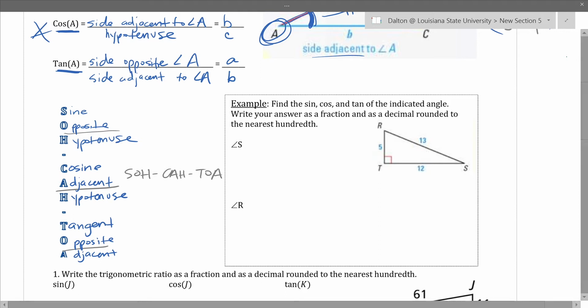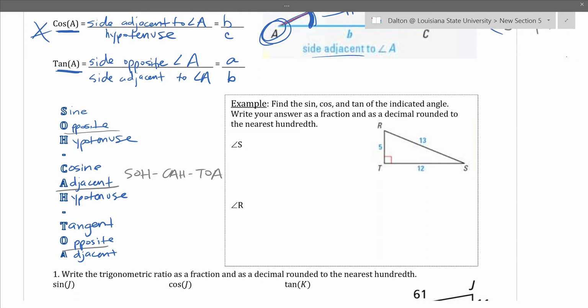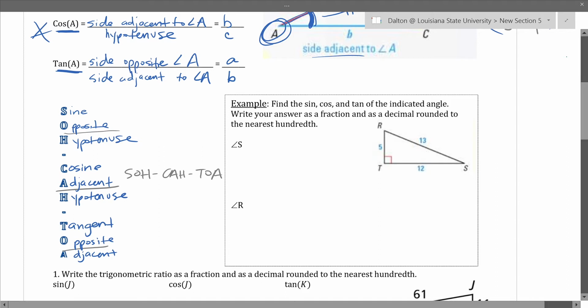Okay, so let's do an example. This says find the sine, cosine, and tangent of the indicated angle. Write your answer as a fraction and as a decimal rounded to the nearest hundredth. Okay, so we're going to find the sine and the cosine and the tangent of angle S. So the sine of S is equal to, now sine is opposite over hypotenuse. So I can put O over H.